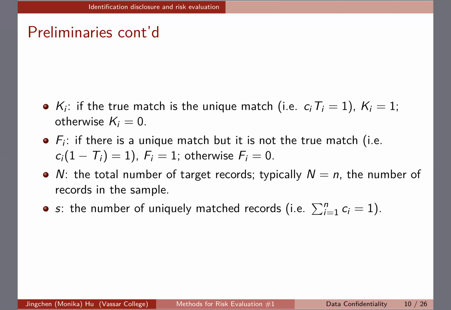What we mean by that is, TI can be either 0 or 1, right? And CI could be from 0 to the number of observations you have, because CI is the number of observations that can match. So KI only equals 1 if CI equals 1 and TI equals 1. That's what we mean by the true match, which is TI is 1, being the unique match.